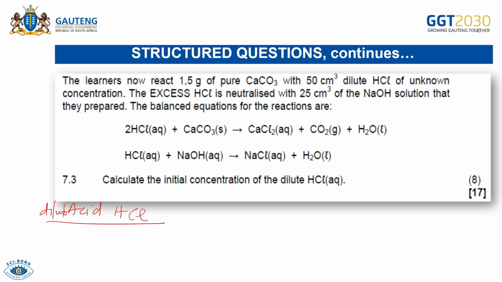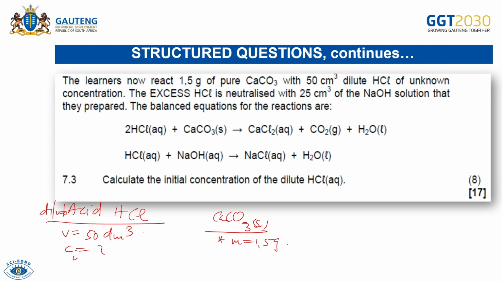So what are we having for HCl? Volume. It's 50 cubic decimeters. We don't know its initial concentration. All right. What else is given? We are given calcium carbonate, in a solid form. The mass of it is 1.5 grams. Then, that is for the first equation: hydrochloric acid plus calcium carbonate to produce calcium chloride, carbon dioxide, and water.